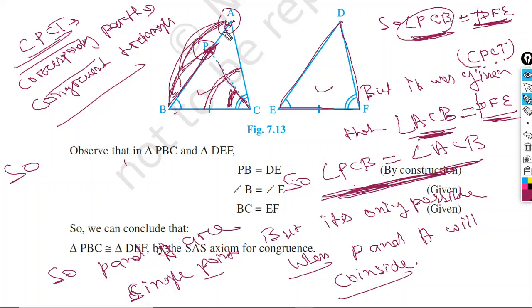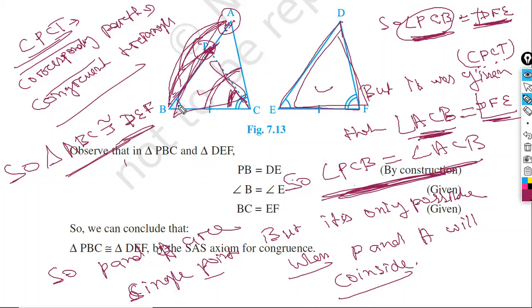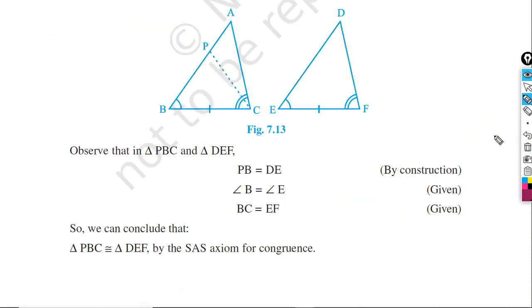Therefore, triangle ABC is congruent to triangle DEF. If these two points are the same, then as P and A are not different, instead of P we can write A. Before, triangle PBC was congruent to DEF. Now, instead of P we can write A. So triangle ABC is congruent to triangle DEF. So this is the completion of the second case.